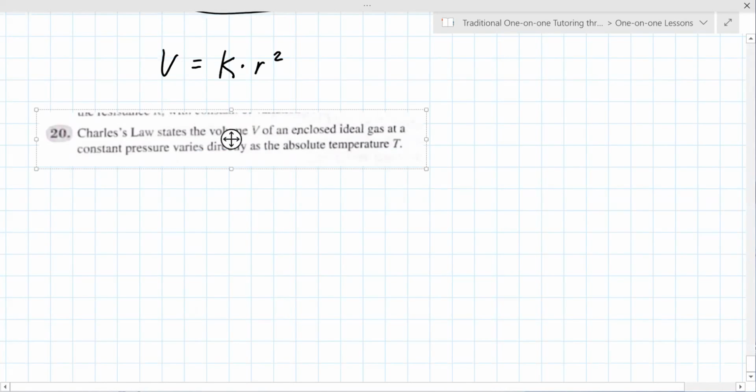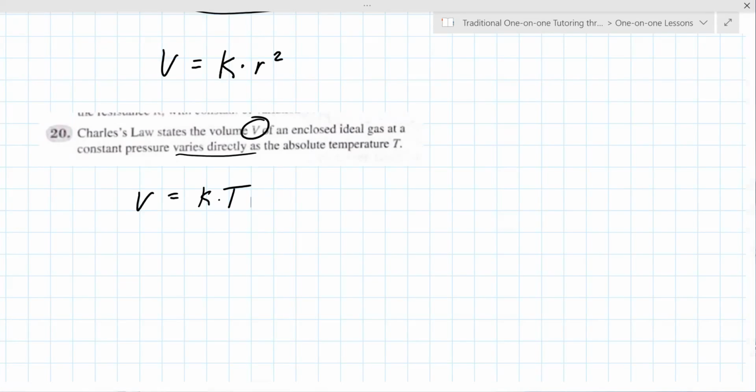So volume of a gas varies directly. So that's V equals. There's your variable V, directly, V equals the absolute temperature T. So there's T, and we've got a K in front.